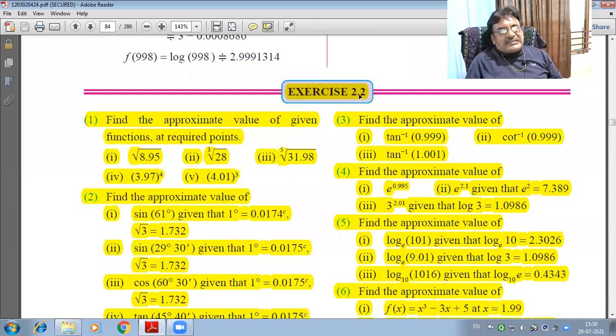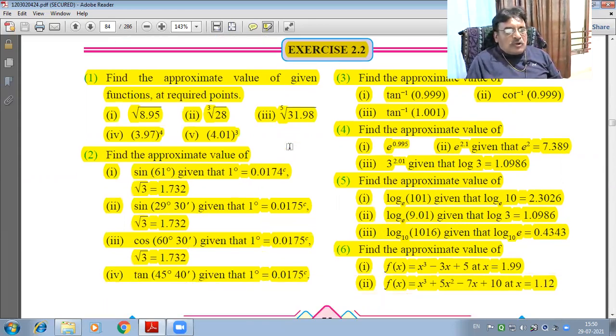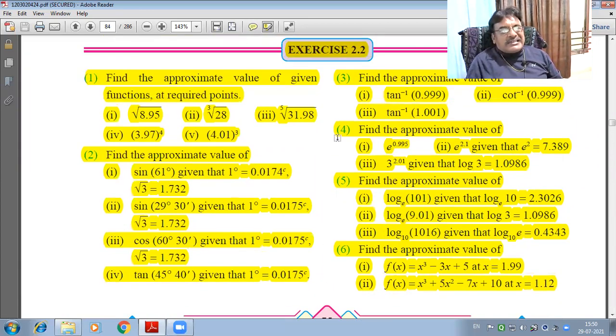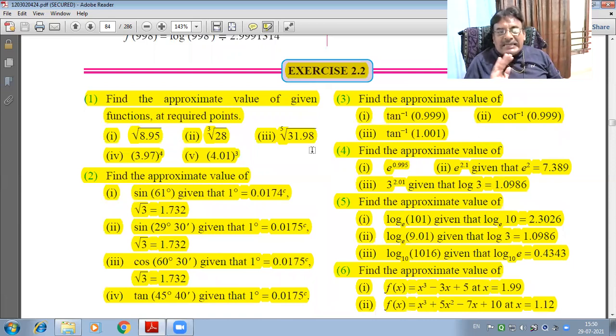Next, exercise 2.2, and this exercise 2.2 is completely deleted. This exercise contains problems from problem number 1 to 6, and all these problems are deleted from exercise 2.2 on page number 75 in the board book. On page number 75, exercise 2.2 is completely deleted. Remember this.